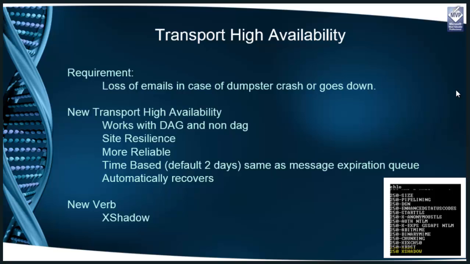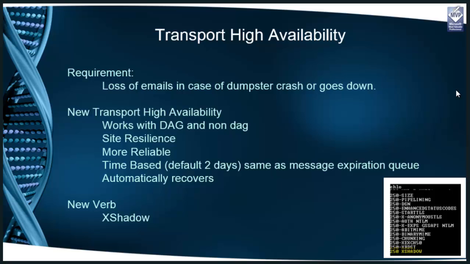So Microsoft thought about it, that okay, we have the high availability on DAG, we have the high availability on the CAS namespace. So why not on the transport? Because transport is the main component why we use the Exchange server, is the messaging, right? So they worked on it, and they found a very good alternative. We'll talk about it in the next slide.